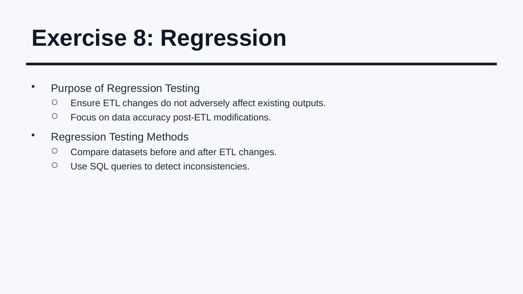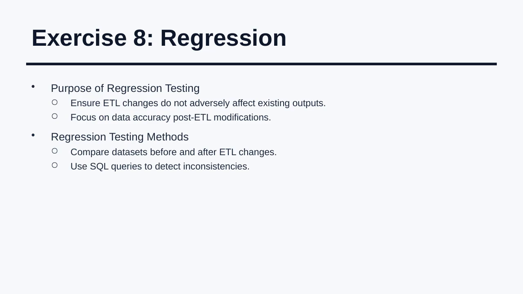Regression testing is essential whenever we make changes to the ETL process to ensure those changes don't unintentionally break or alter existing data outputs. The main goal here is to confirm that the data remains accurate and consistent after any modifications. To do this, we typically compare datasets from before and after the ETL changes, looking for any differences that shouldn't be there. SQL queries are very useful in this process because they allow us to pinpoint inconsistencies at a detailed level, such as mismatches in records or unexpected shifts in values.